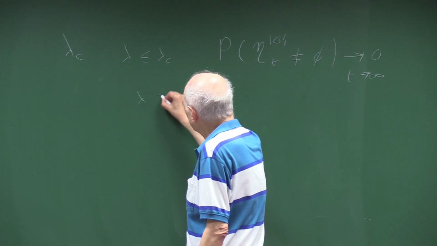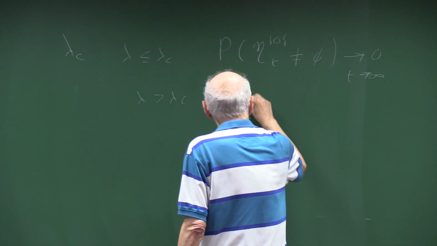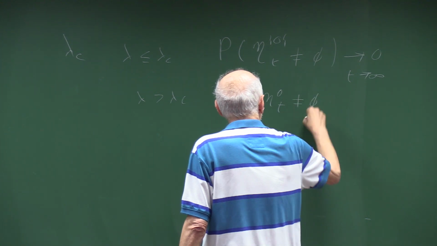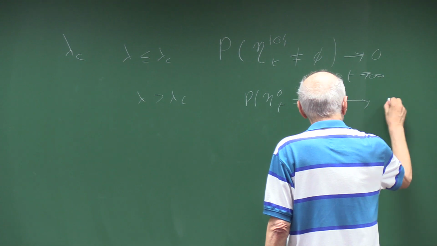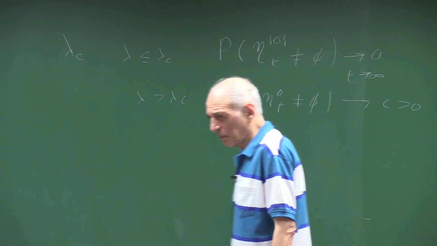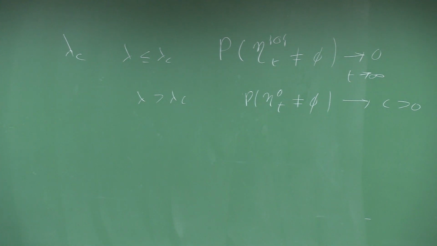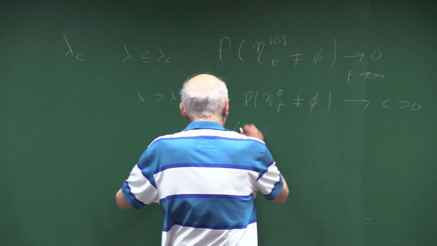If lambda is bigger than this value, then the probability of eta 0 t being different from the empty set does not go to 0. It goes to some constant c, which is positive. This is what we call the survival probability, often called theta.